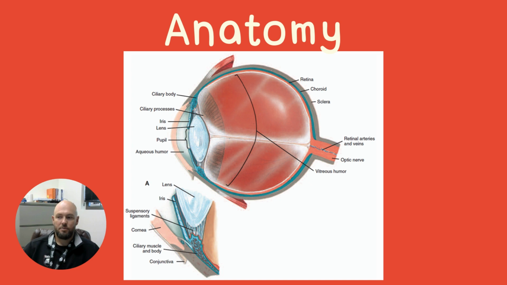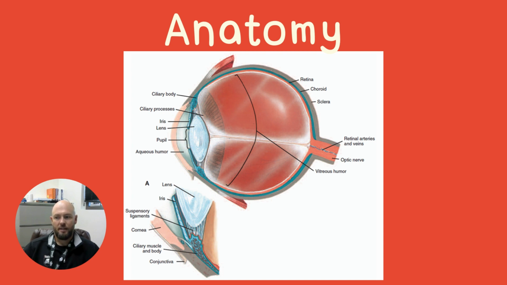You have the iris, which is the pigmented muscular structure that regulates the amount of light that enters the eye by controlling the size of the pupil. So it opens and closes to allow more or less light in. And it's the colored portion of your eye. So if you have blue or green or brown eyes, the iris is where you get that color. Your pupil is the opening in the center of the iris.